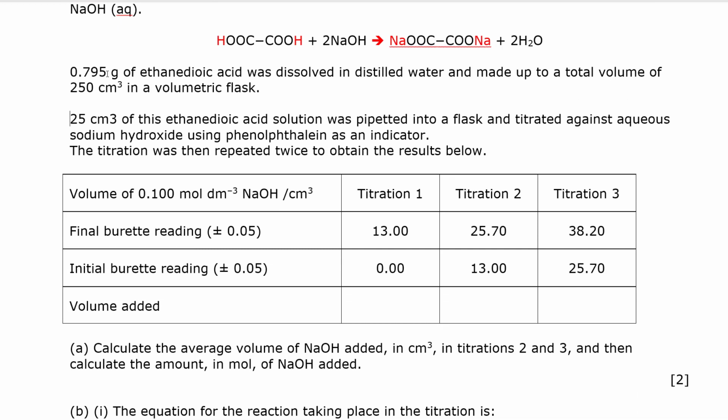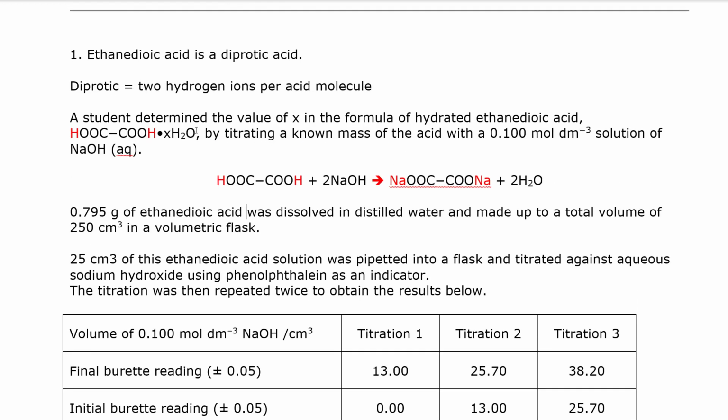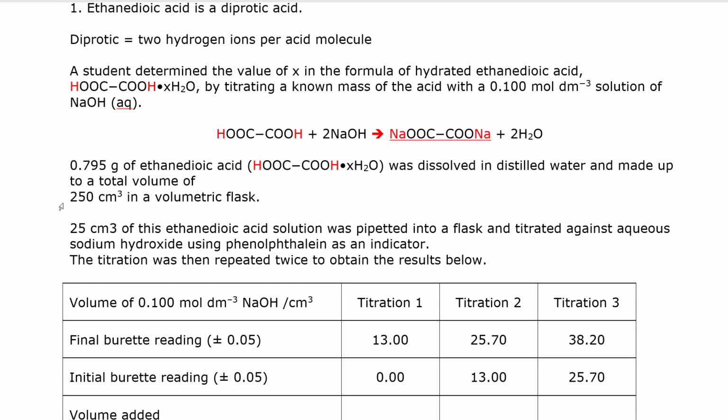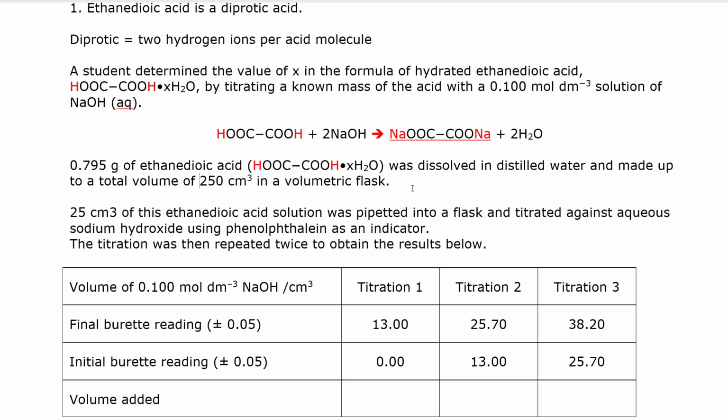Now, 0.975 grams of ethanoic acid. Now remember, we're weighing out all of this, so let's put that in brackets here, just so you can remember. That's what we're weighing out. It was dissolved into distilled water and made up to a total of 250 centimetres cubed in a volumetric flask. All right, now we don't know how much of this mass is actually the ethanoic acid and not the water. And that's the task of the titration, to find out how much of the ethanoic acid is actually present.